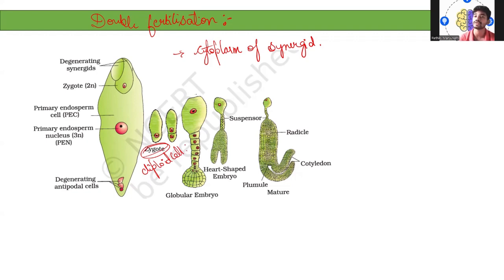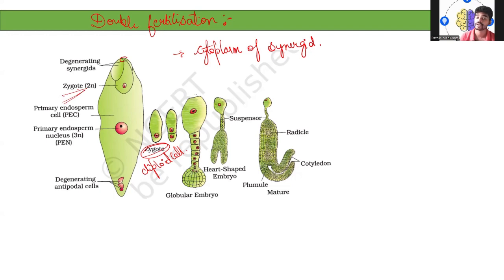Okay. So what about the other male gamete? It moves towards the two polar nuclei. One of the nuclei is going to move towards the synergids, where it is going to fuse with another cell, and as a result, you are going to see the zygote formation.